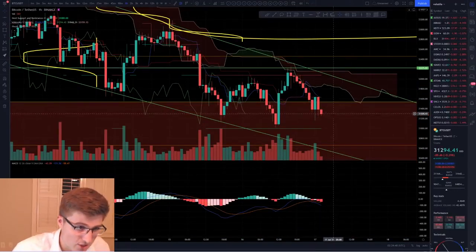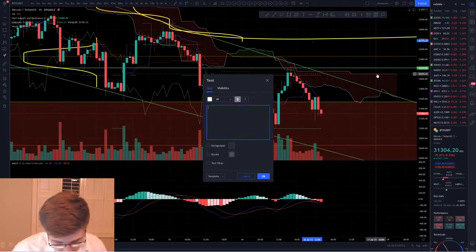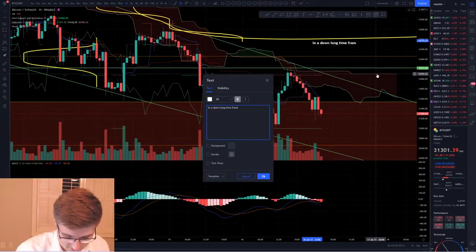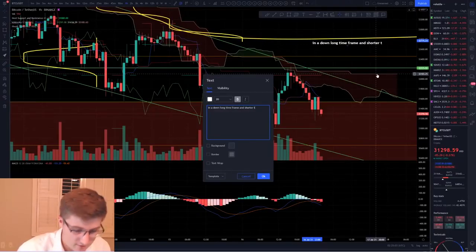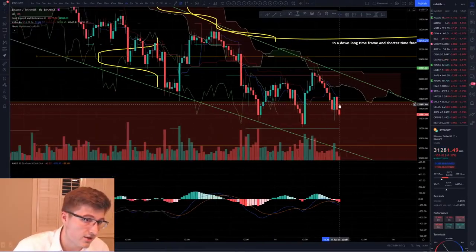And we want to make sure to follow this checklist, okay? We're going to write down: in a downtrend, long time frame, and shorter time frames. Where's our support and resistance level? We will find those here on the 1 hour.